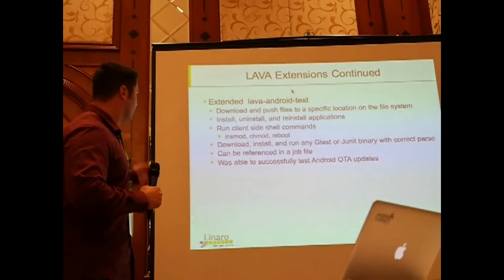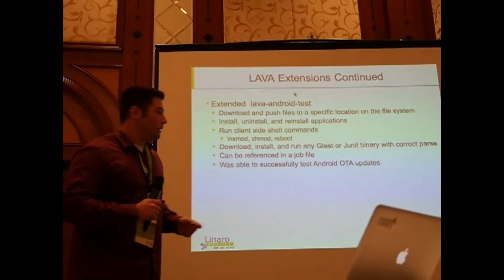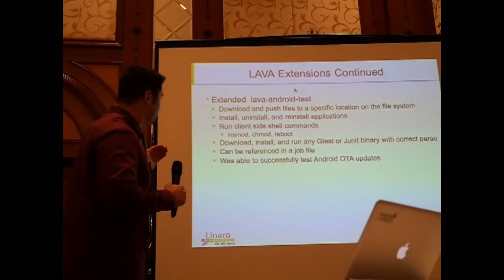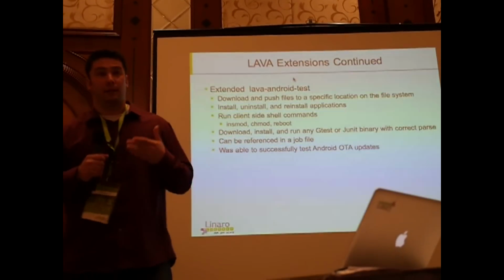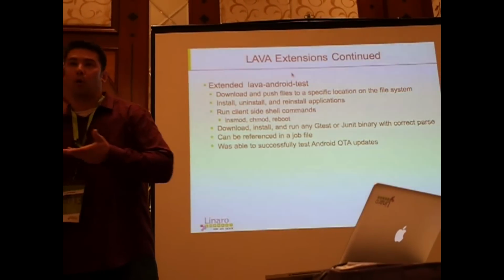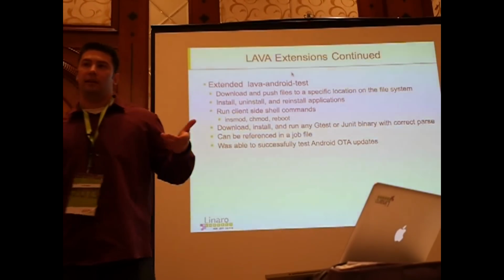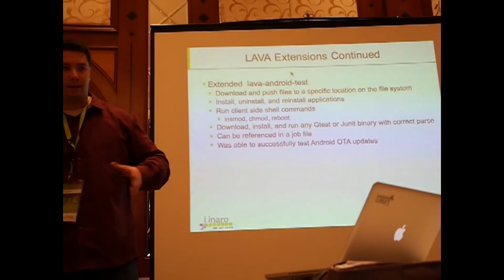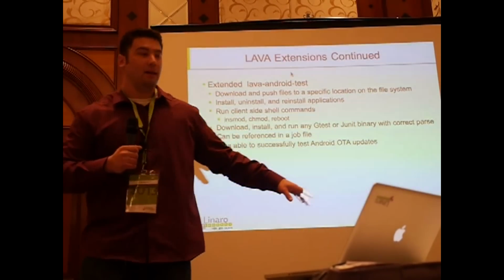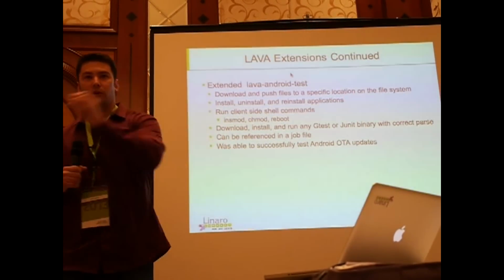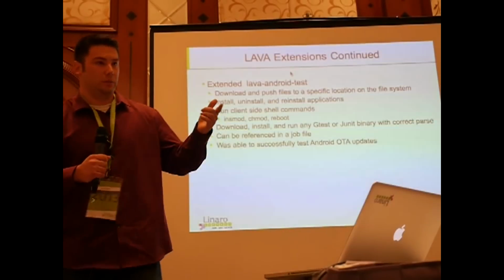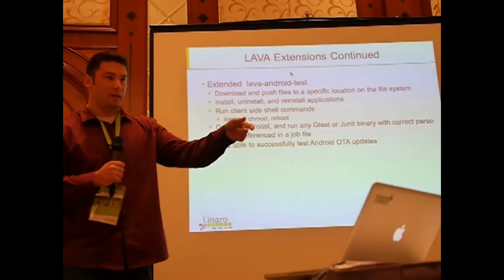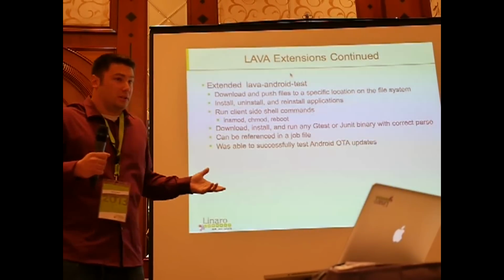So the first thing we did, extended Lava Android test. And what we did is an extension called deploy this. And what it does is that you provide me a link on the file system or HTTP link to the binary. So it could be a file, it could be a library, it could be an APK. And I want you to put it here on the system partition or the data partition or wherever you'd like. And what it would do is it would download it, it would push it over ADB, and then that was all we wanted it to do.